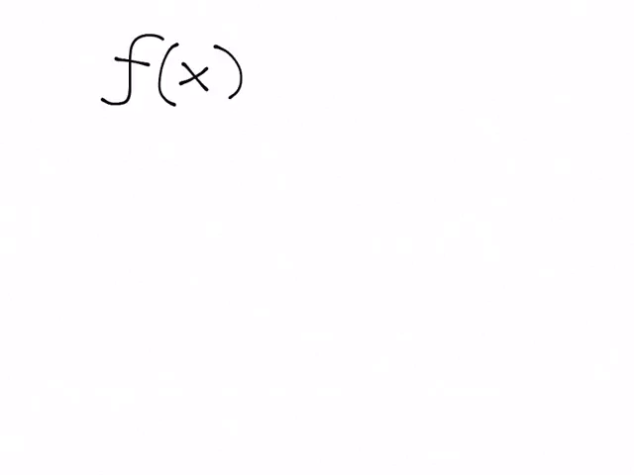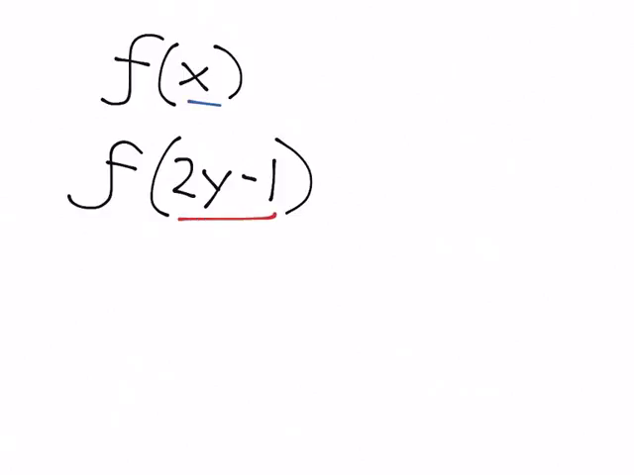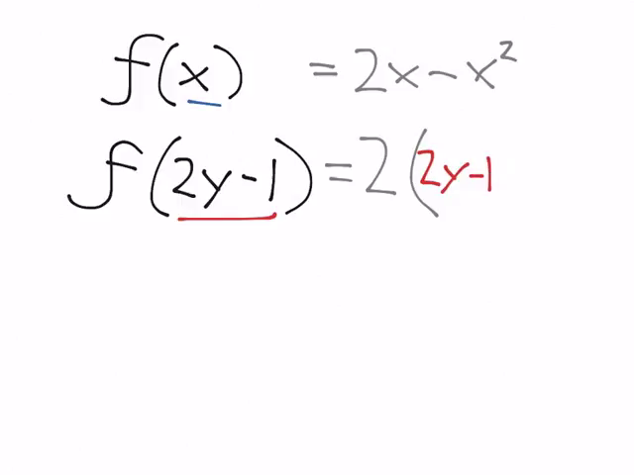So if I had f of x, I can now ask you to find f of 2y minus 1. You would do that by plugging in 2y minus 1 to where x was formerly. So if your original function of x was 2x minus x squared, when you evaluate it at 2y minus 1, you would have 2 times (2y minus 1) minus (2y minus 1) squared.